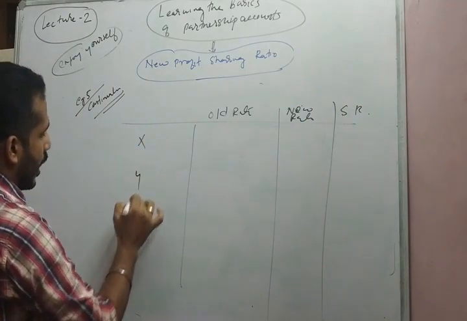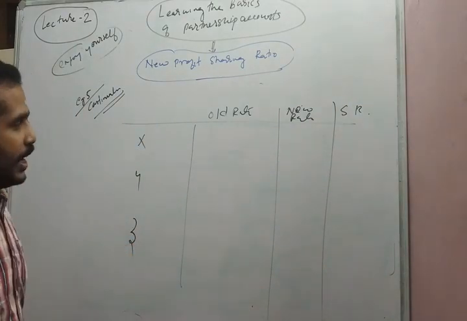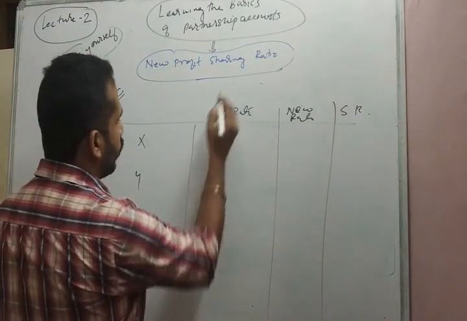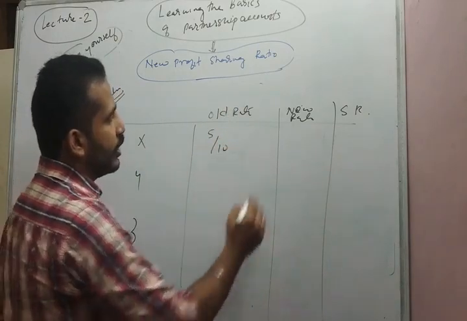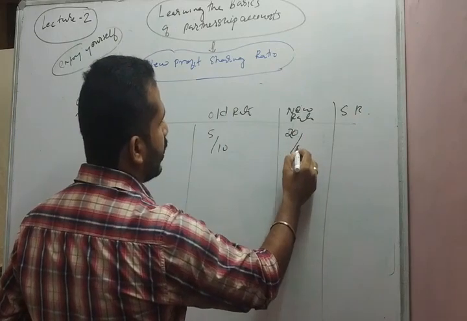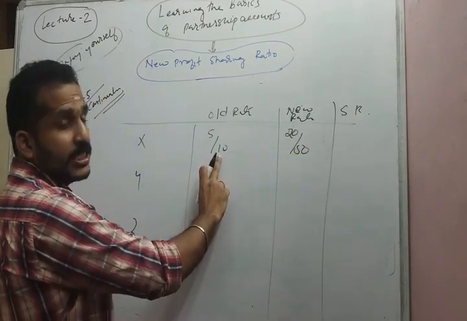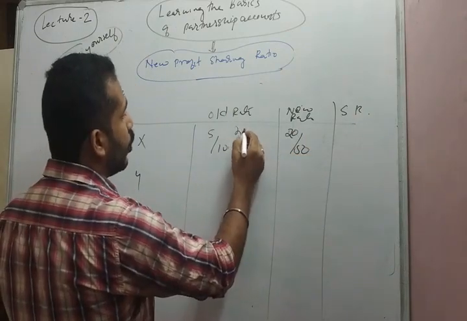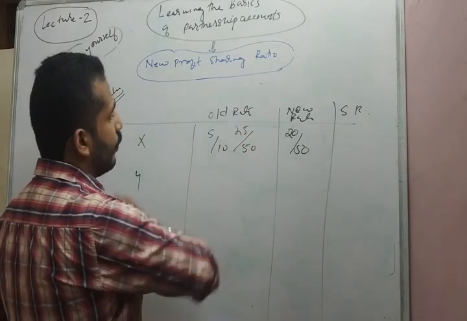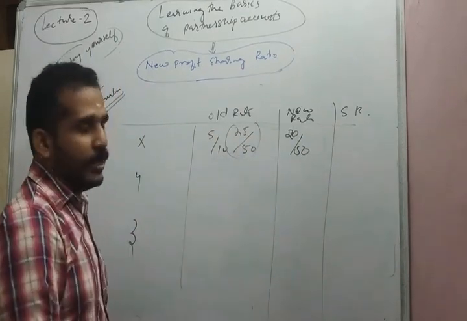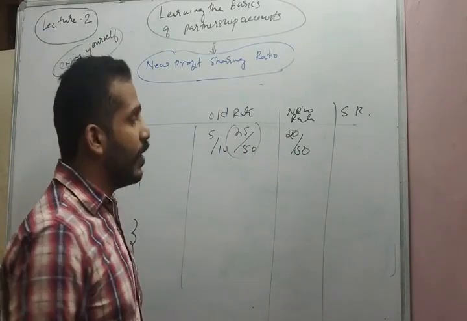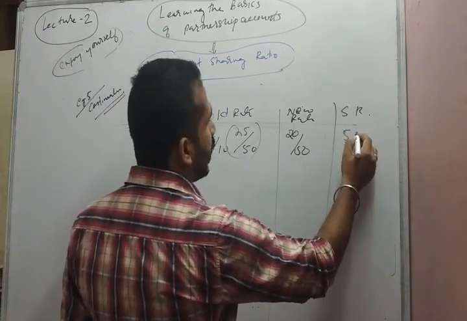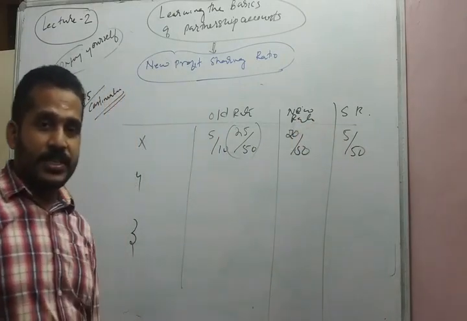So X, Y, Z. For X, what is the old ratio? 5 by 10. New ratio, 20 by 50. Converting this 10 into 50, we get 25 by 50. So 25 by 50 was the old share. New share is 20 by 50. So 5 by 50 is the sacrificing ratio.